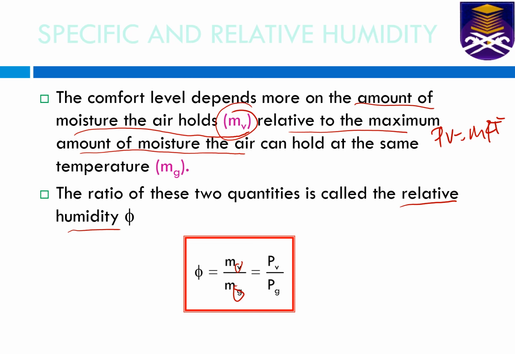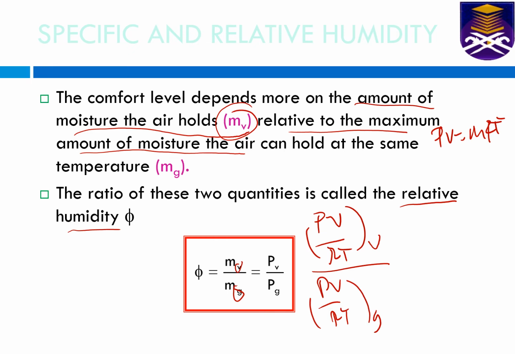With those conditions, mv divided by mg gives PV over RT for the vapor, and PV over RT for the saturated vapor conditions. The volume is similar, the temperature is similar, and R is also similar. So what we have depends only on the ratio PV over PG, where PG depends on the temperature conditions. You can look at the table for the amount of PG at that condition. So if you have the temperature and the relative humidity, you can find the value for PV.